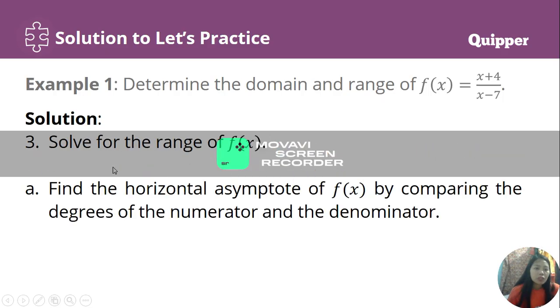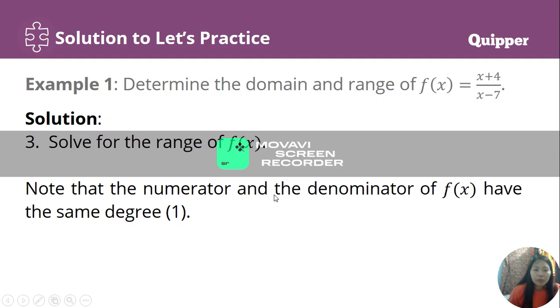Next, solve for the range. Range is y, and another term for it is the horizontal asymptote. In finding the horizontal asymptote, we have three parts: n less than m, n equal to m, n greater than m. If n is less than m, y equals 0. If n equals m, it is the numerator's leading coefficient over the denominator's leading coefficient. And if n is greater than m, there is no horizontal asymptote, or we call it an oblique asymptote.